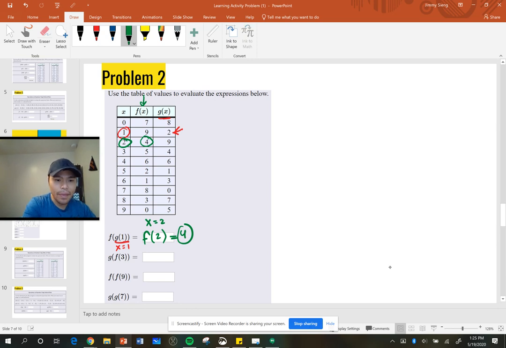If you do f of 9, for example, same thing goes. You're following the path where you start at x equals 9. That's right over here, and now your value is 0. So then I'm going to go to the 0 value right here, and that's my answer, 7. So f of 9 is 7.